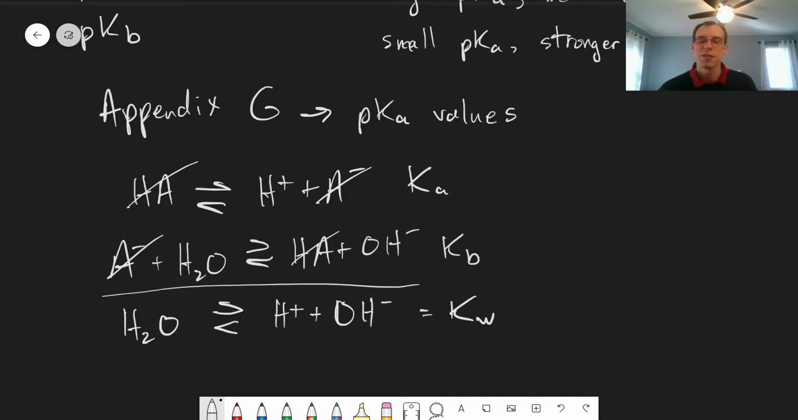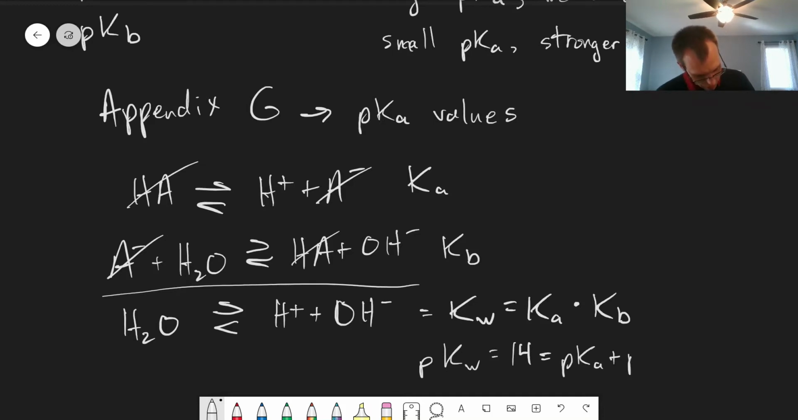And we know when we add equations together, we can multiply their K values. So for a conjugate acid-base pair, Ka times Kb is equal to Kw. Another way to write this is that pKw, which is equal to 14, is equal to pKa plus pKb, similar to the relationship between pH and pOH, if we take the p value of everything here. So this gives us a way to convert. If we know the Ka value, which is usually what's listed in tables, we can find the Kb value for the conjugate base if we need it as well.